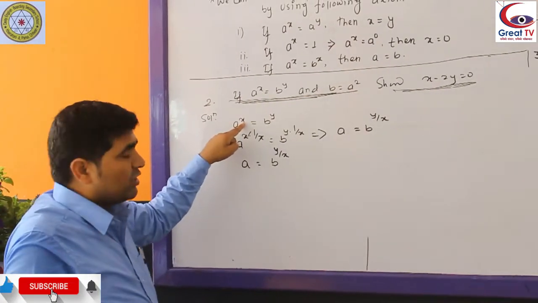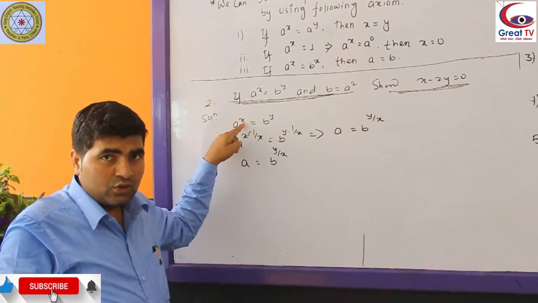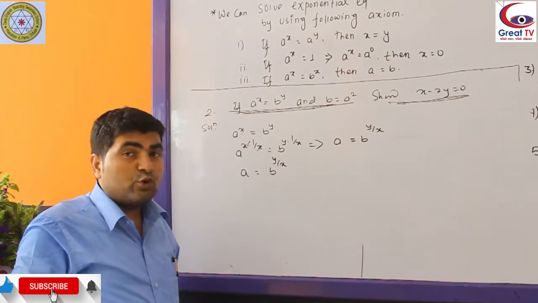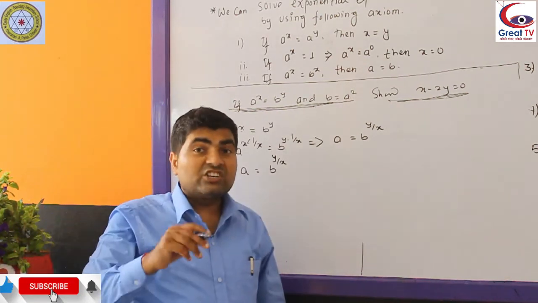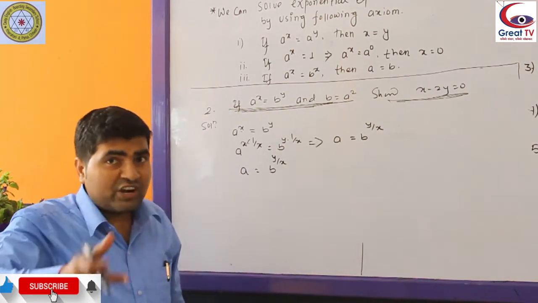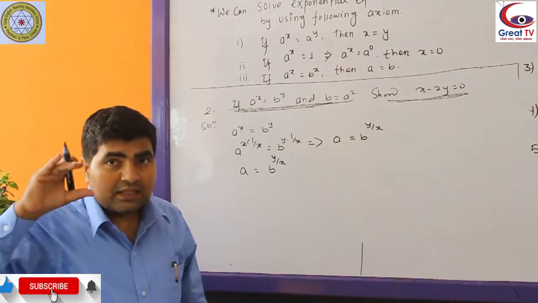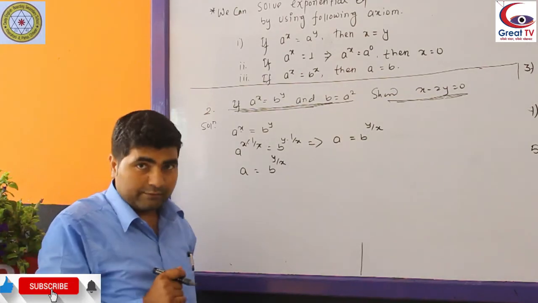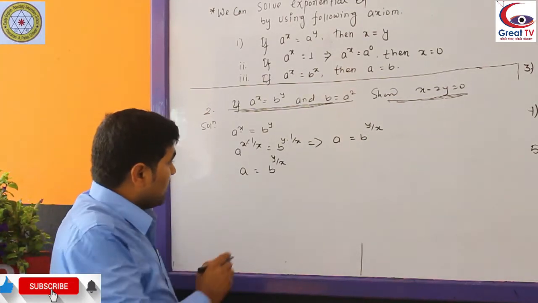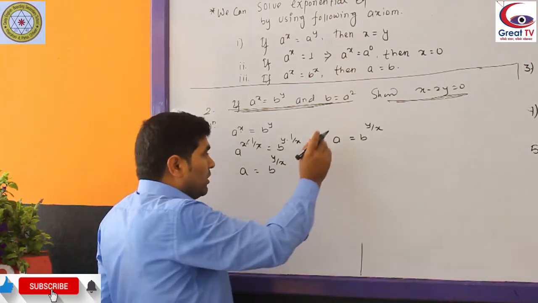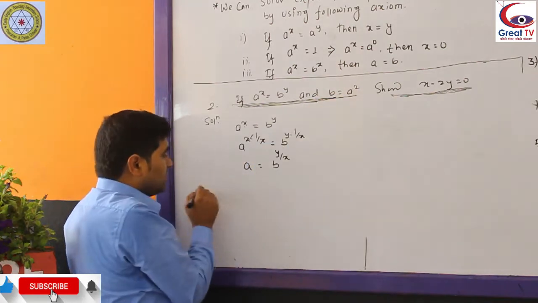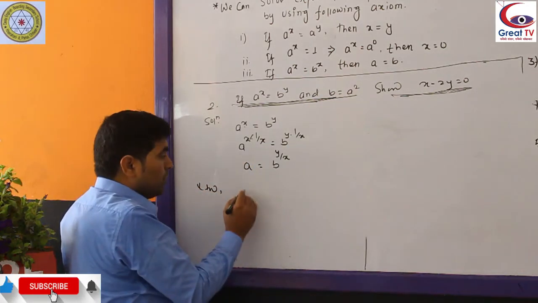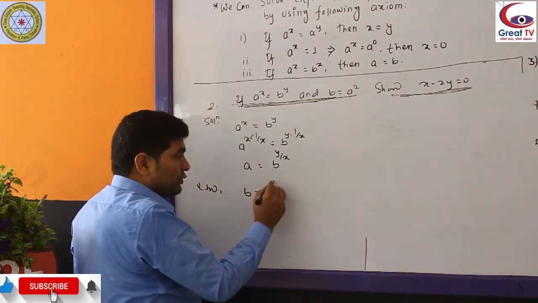To eliminate x, multiply by 1 by x. To eliminate any number, we have to multiply by its reciprocal. Reciprocal means the numerator and denominator are interchanged. When we interchange the numerator and denominator, that becomes the reciprocal of the given one. So students, the value of a equals b power y by x. Now another condition, b equal to a power 2.